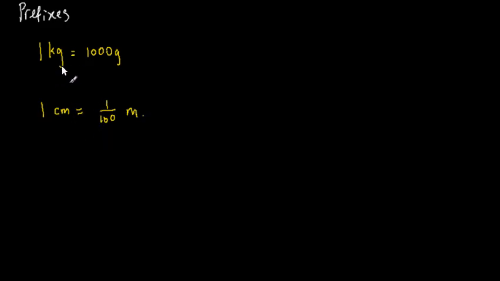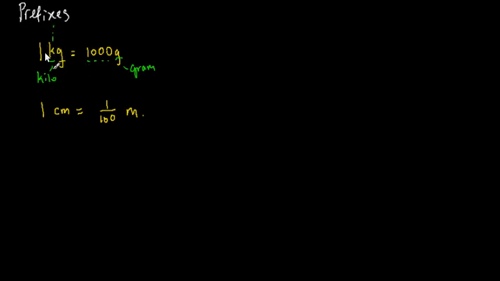So if you look at the G here, it really means the same as the G here. It means gram. But if that's the case, what does the K mean? The K here stands for kilo, and it really means this 1000. So kilo is a prefix.